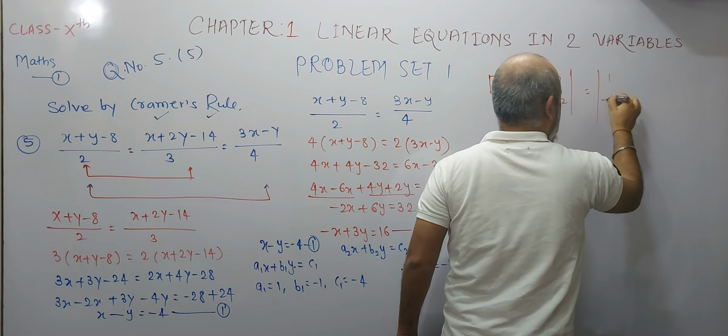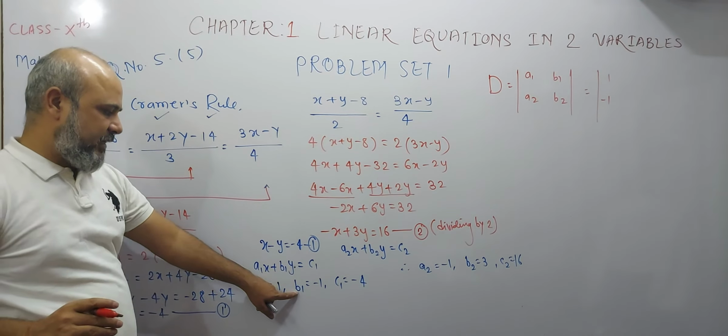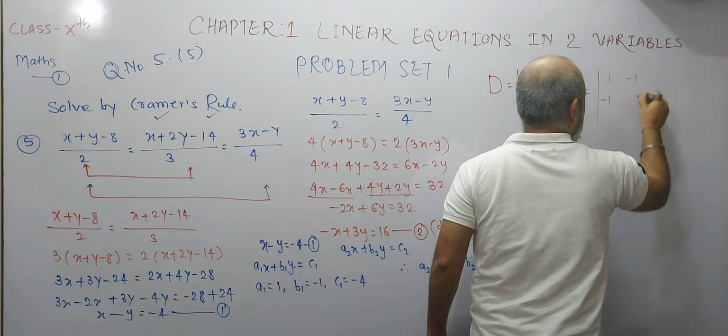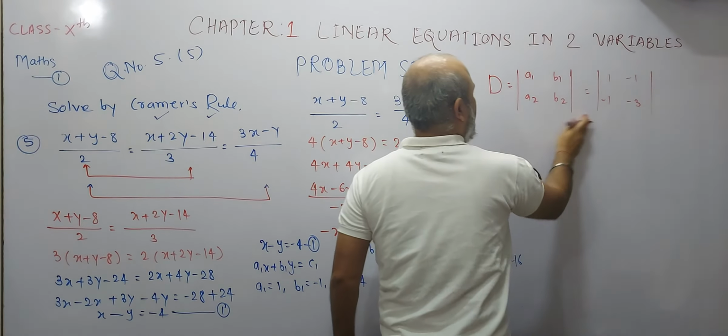A1 is 1 and A2 is minus 1. Similarly, we will write the value of B1, B2. B1 is minus 1 and B2 is 3. So here is minus 1 and this is 3.